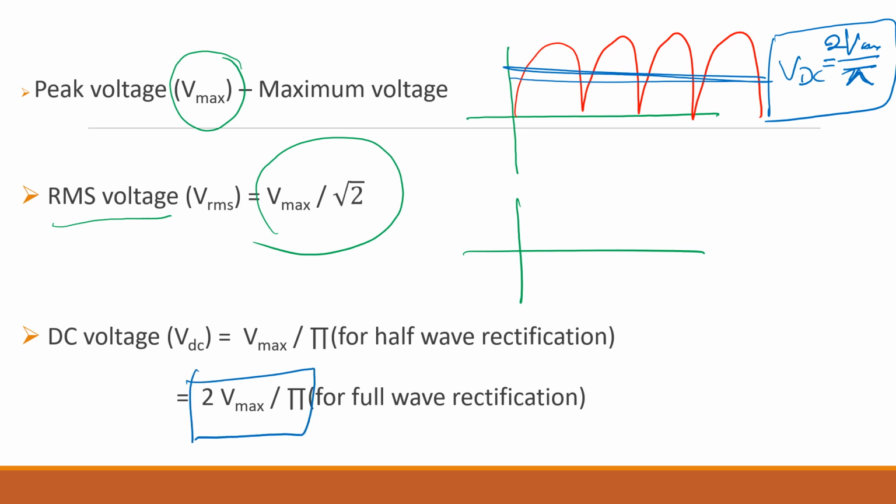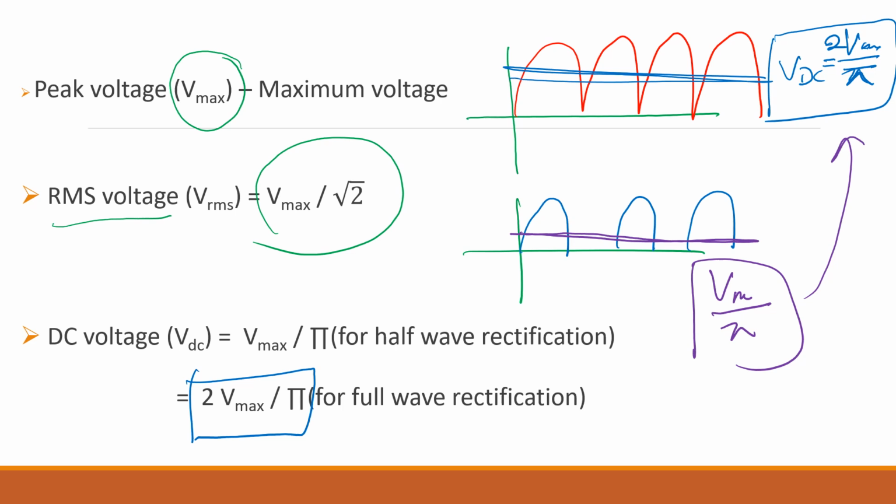And if it is half wave like this, if your rectification is half wave, then your DC voltage is less because it's only half. So this will be Vmax divided by pi. So you can have twice the voltage in the full wave rectification than the half wave. Does that make sense?